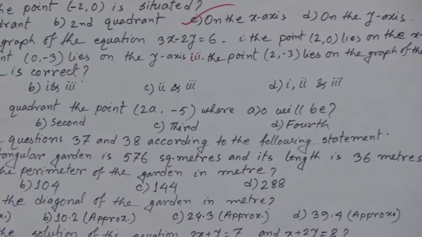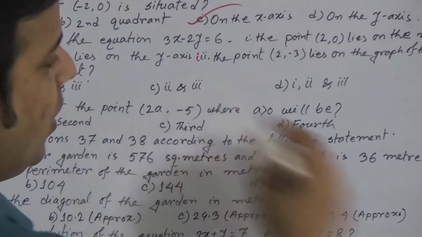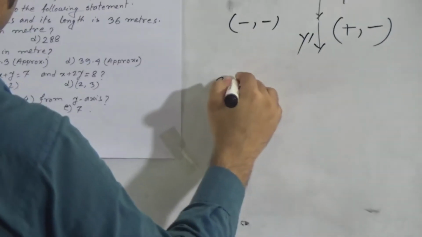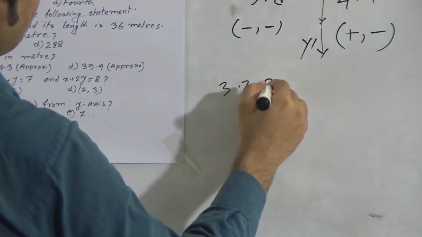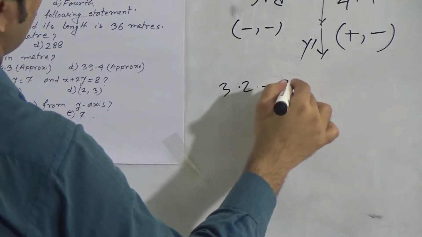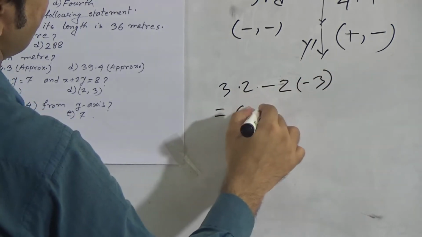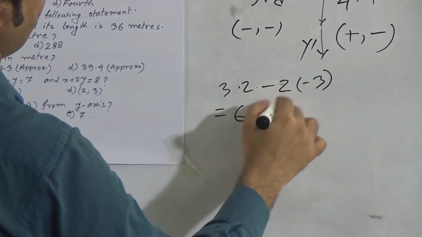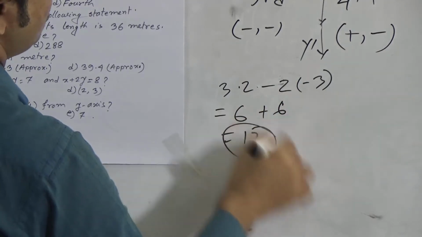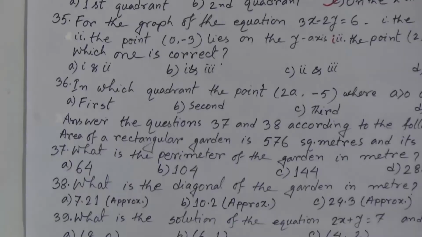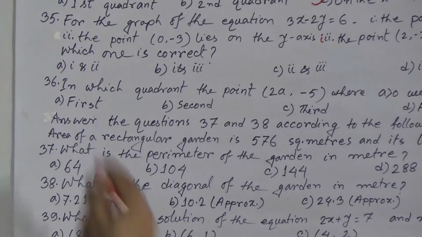Okay, now check, put the values. Left hand side is 3x minus 2y. So 3 into 2, minus 2 into minus 3. Now find the values: 6, this will be plus 6, means 12. So the right side is not 12, that is 6. So we can say this one is not correct. So our option A, 1 and 2 is correct.